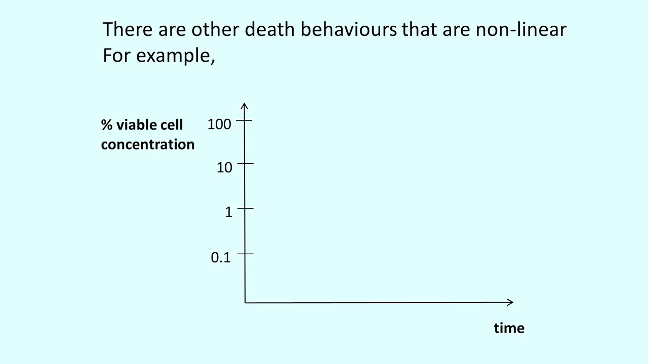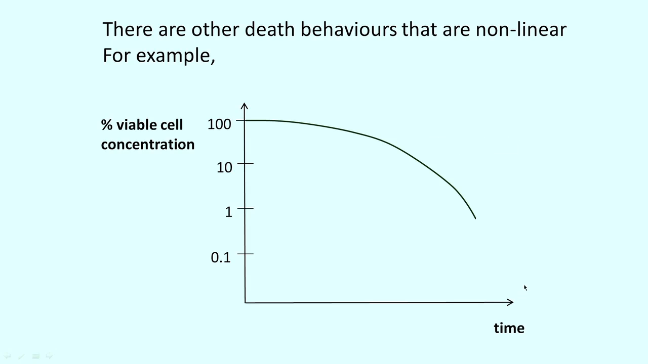There are other death behaviors that are nonlinear. Let us see whether you are able to guess this first. This is a plot of again percent viable cell concentration, 100, 10, 1, 0.1, therefore on a log scale, versus time. Can you guess what would give a curve like this? Earlier it was a linear decrease. In this case, the decrease is something like this. It does not decrease much for quite a while and then it starts decreasing. Can you guess what kind of content or viable cells in what form would give rise to this?